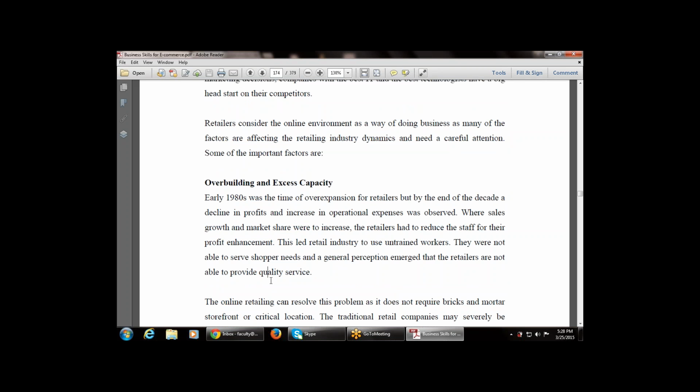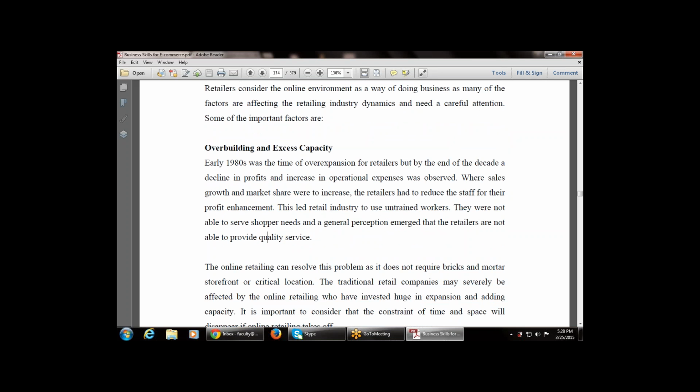So overbuilding means increasing the levels, or increasing the staff of the retail business. They were not able to serve shopper needs, and a general perception emerged that the retailers are not able to provide quality service.